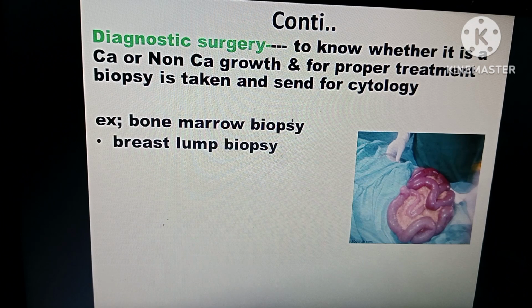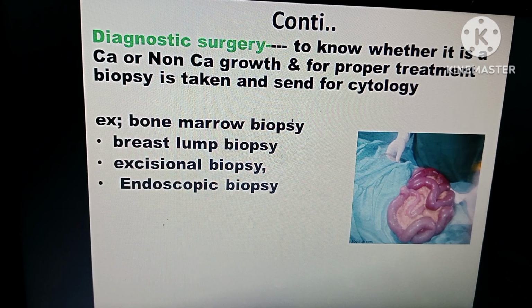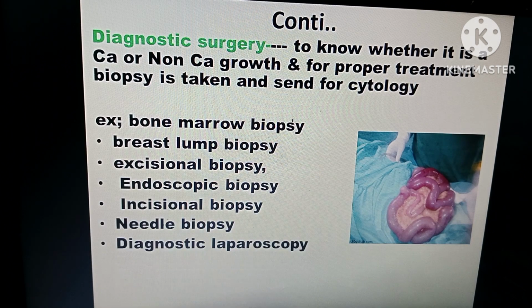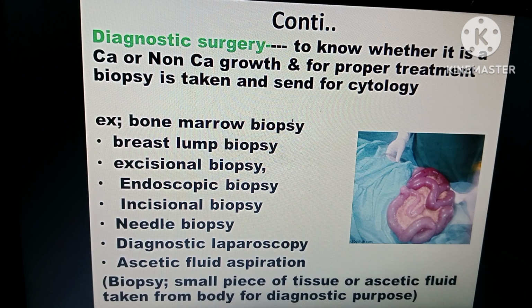Say bone marrow biopsy, breast lump biopsy, excisional biopsy, endoscopy biopsy. Endoscopy means a tube is inserted through the mouth or through the anus. Colonoscopy biopsy, they will know all that. Incisional biopsy, needle biopsy. Sometimes through the needle only, a small piece of tissue will be taken and sent for diagnosis. Diagnostic laparoscopy is the opening of the abdomen. If any growth is inside the abdomen, or if any abnormal fluid is collected, in order to know why that fluid is collected, whether it is due to cancer, that fluid will be sent for study. So you can write down the notes, student.